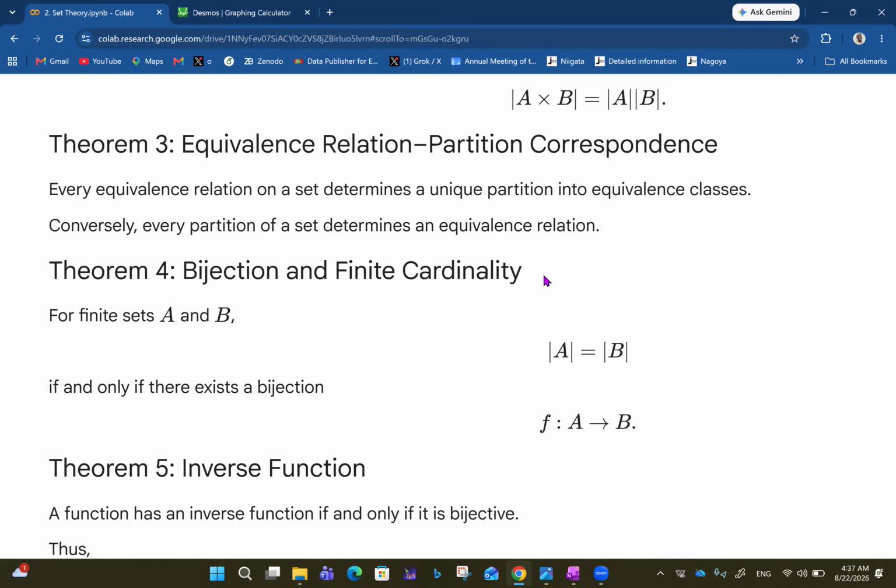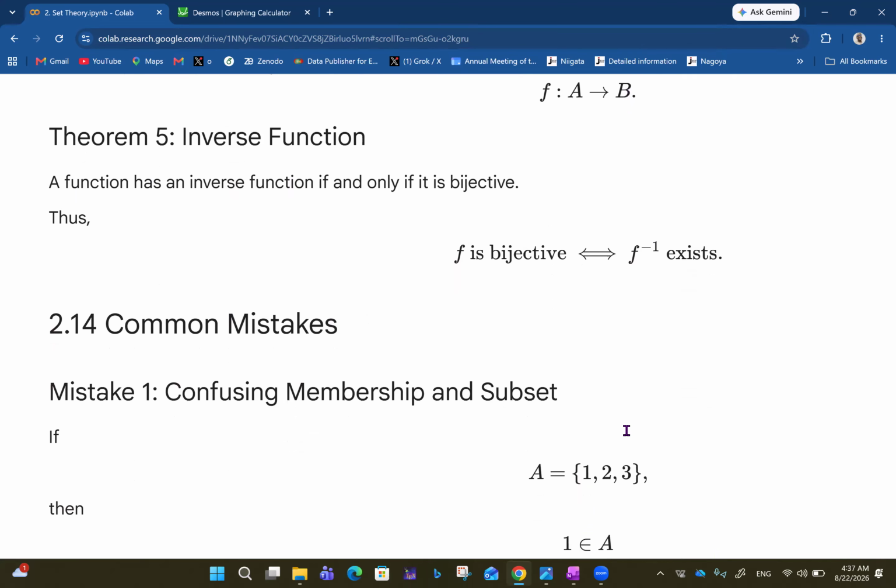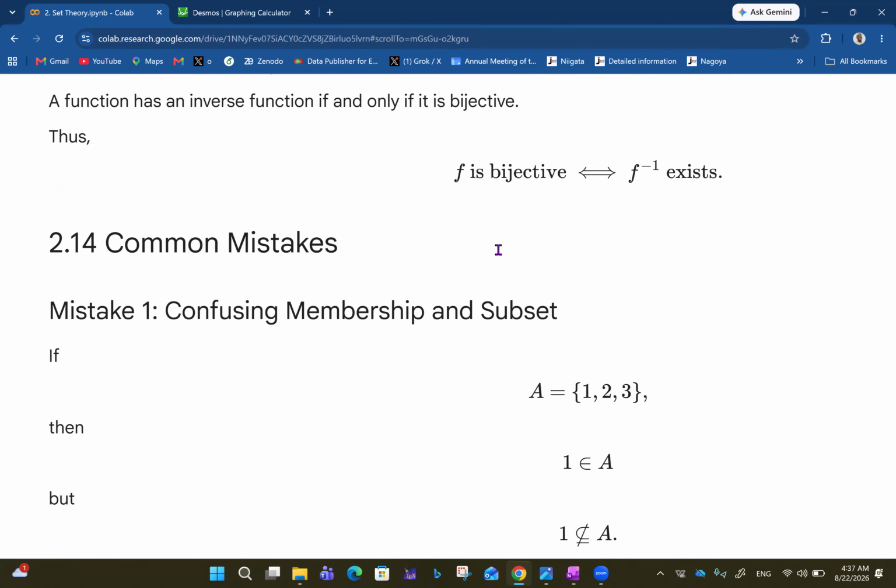Theorem 4, bijection and finite cardinality. For finite sets A and B, the cardinality of A is equal to the cardinality of B if and only if there exists a bijection f which maps A to B. Then you have the inverse function. A function has an inverse function if and only if it is bijective. Thus, f is bijective if and only if f inverse exists. And that is true because every element in the codomain is mapped to an element in the domain.